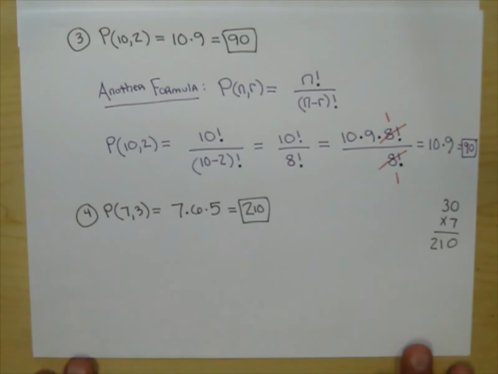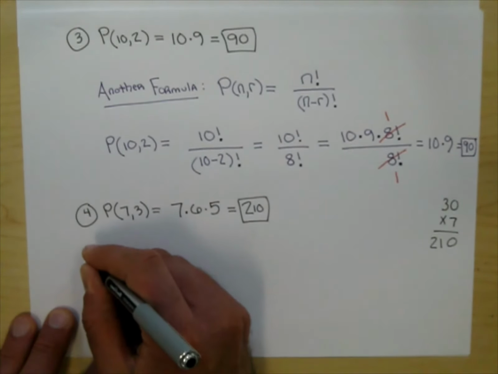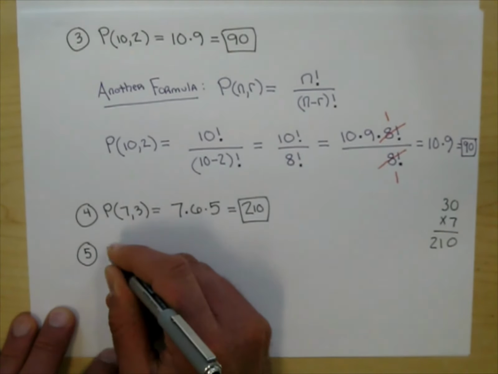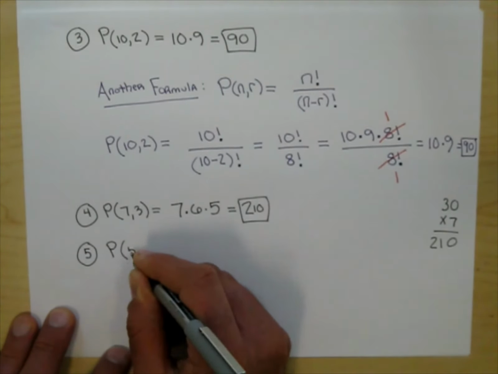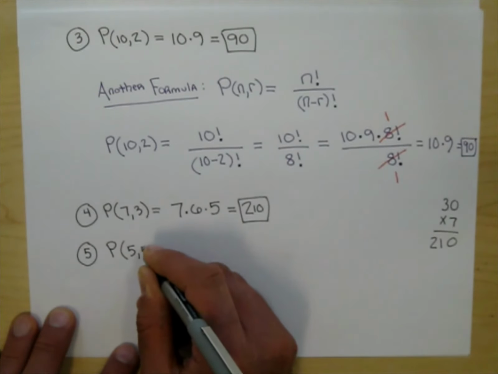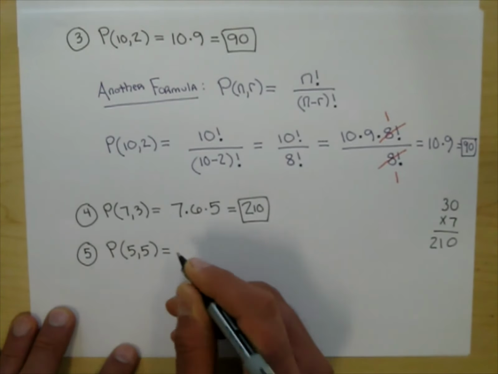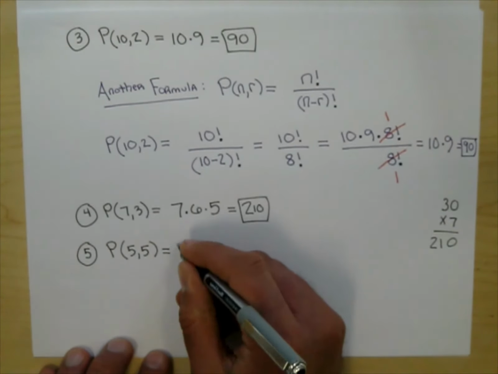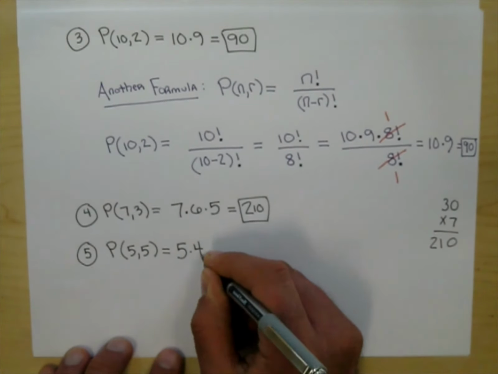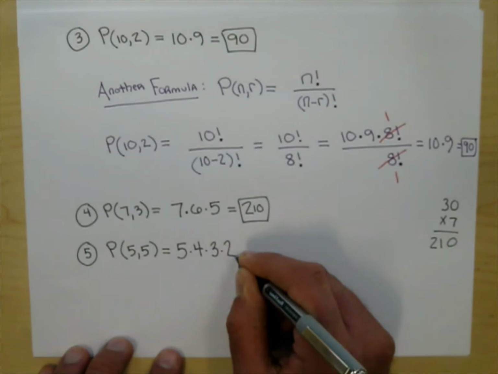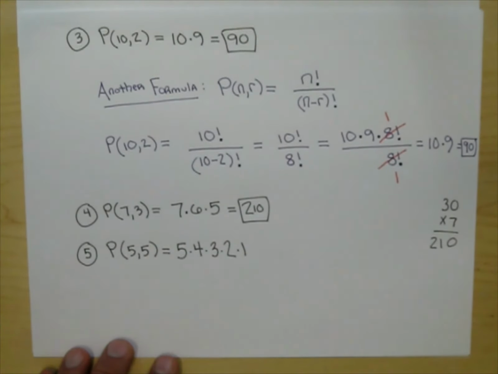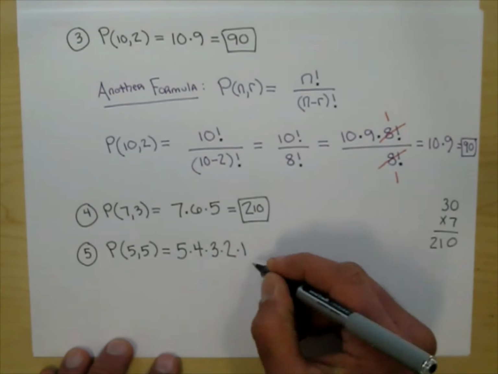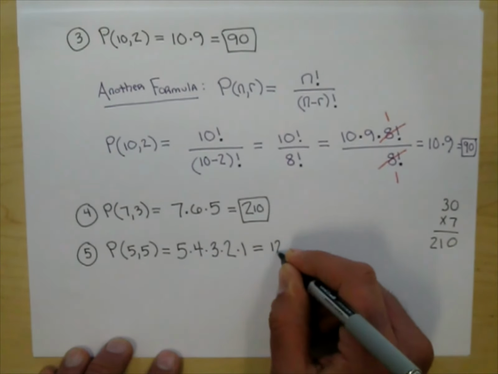Let's go ahead and do another problem. Problem number 5. 5 pick 5. Countdown starts at 5 and it has 5 numbers in it. 5, 4, 3, 2, 1. 5 times 4 is 20. 20 times 3 is 60. 60 times 2 is 120. 120 times 1 is 120.